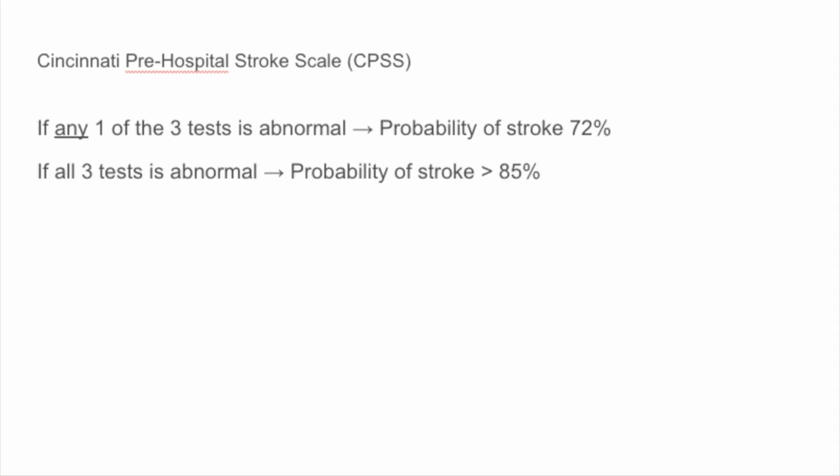Validation studies have shown that if any one of the three aforementioned tests is abnormal, the probability of stroke is approximately 72%. And if all three tests are abnormal, the probability of stroke increases to greater than 85%.